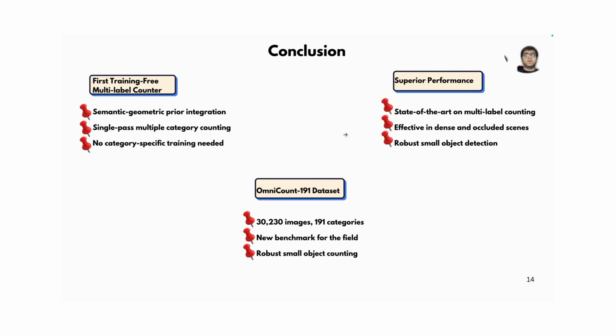To summarize our work, OmniCount introduces a training-free open vocabulary framework for multi-level object counting, leveraging semantic and geometric priors for superior performance. The OmniCount-191 dataset sets a benchmark for the field, fostering future research in multi-level object counting. OmniCount represents a significant step forward in making object counting more scalable, efficient, versatile, and accessible for various real-world applications.